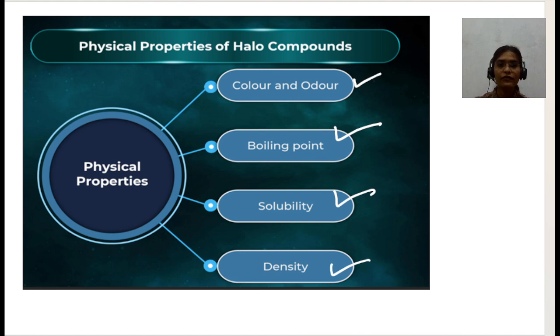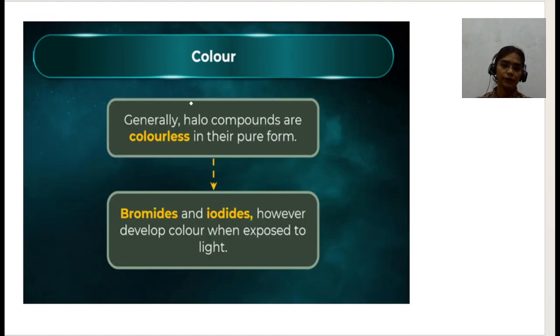So let's start with the very first point. It's going to be the color. Generally haloalkane compounds are colorless. It means there is no color in their pure form. But bromides and iodides sometimes develop some color when they are exposed to light. Iodine and bromine impart some color when you expose them to light. Okay, this is all for the color, very simple.